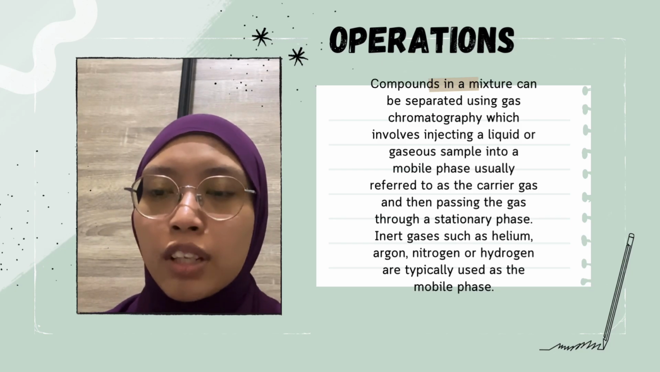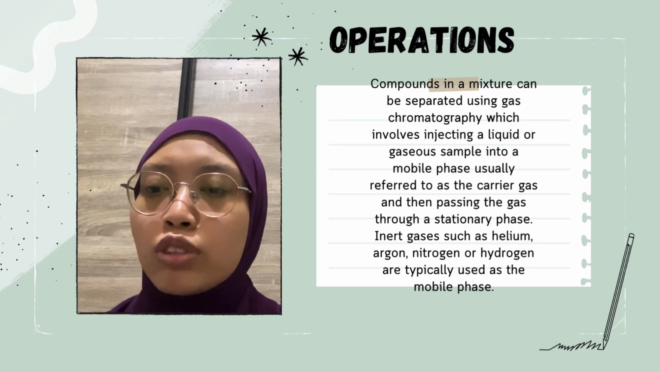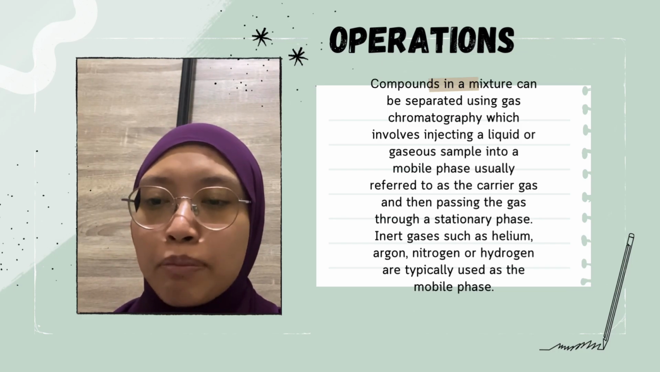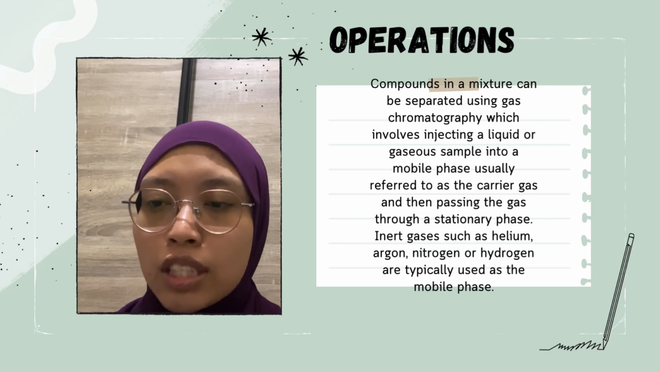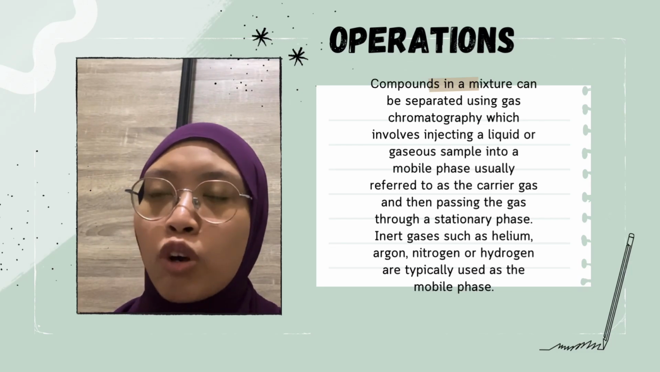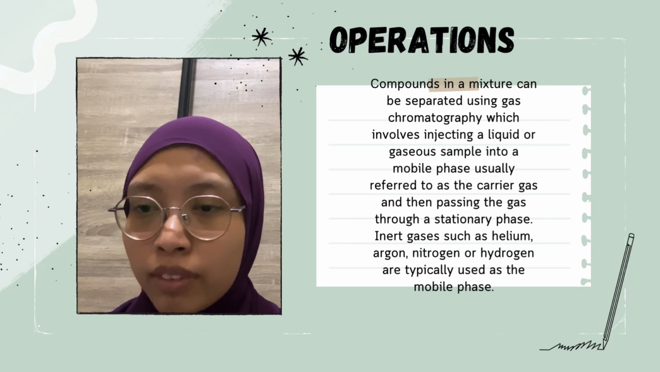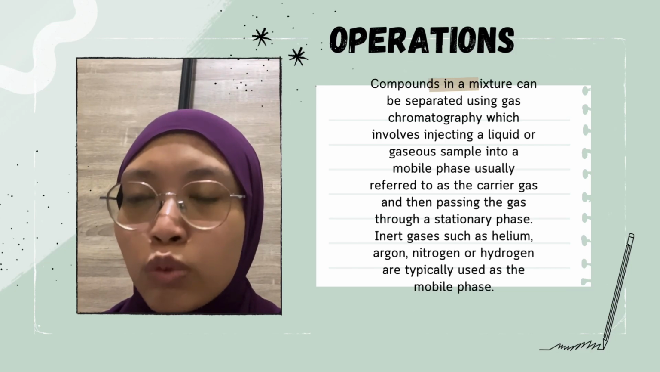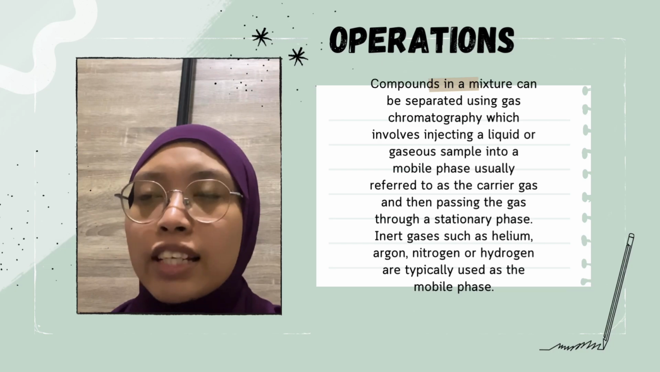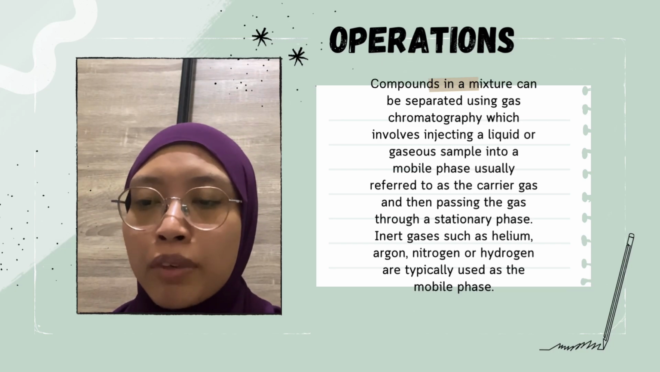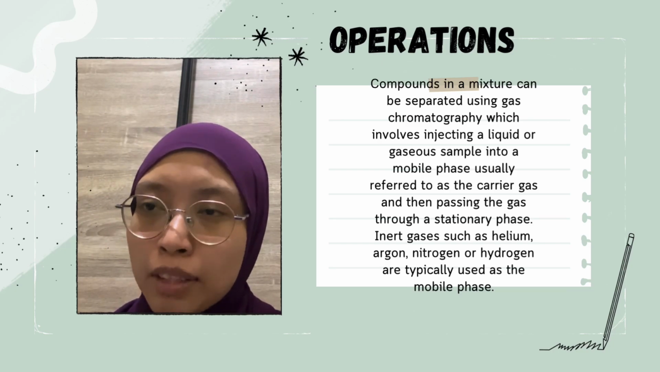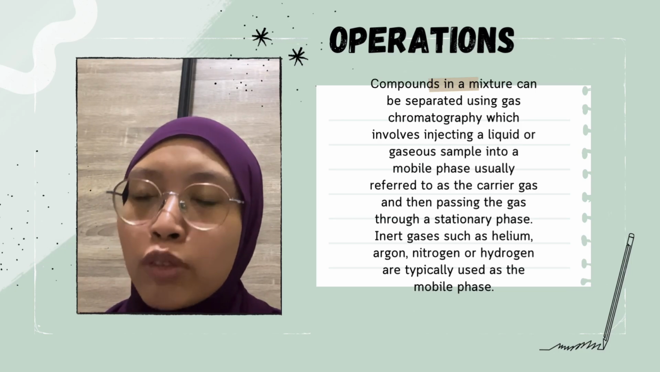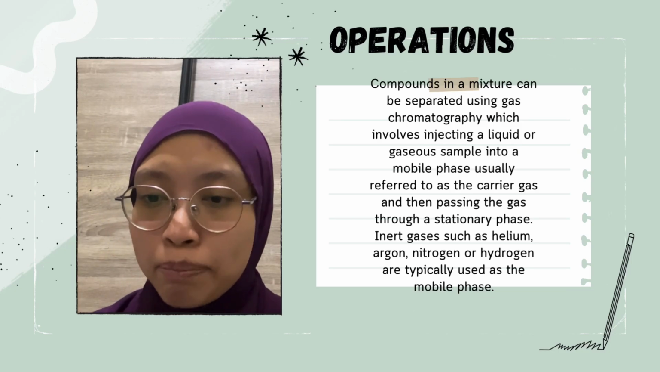First step is sample collection. Collect a sample using a syringe or other methods. The second, sample injection: inject the sample into the gas chromatography sampling port. The third, the sample will vaporize in an oven. Then the vaporized sample is carried through the column by an inert gas. Then the sample components will be separated in the column.